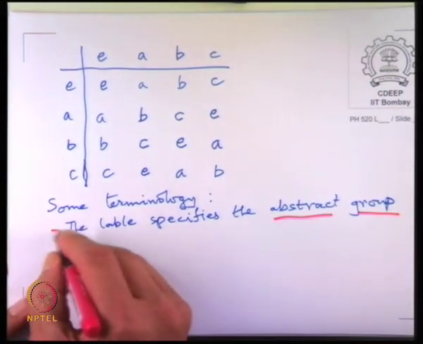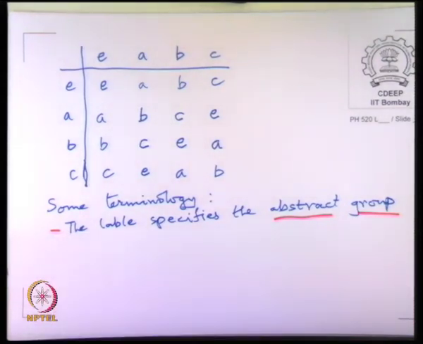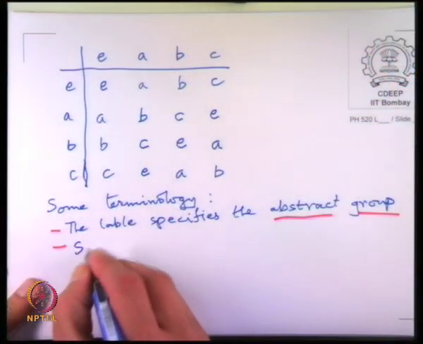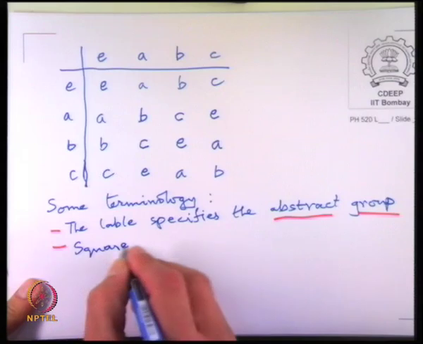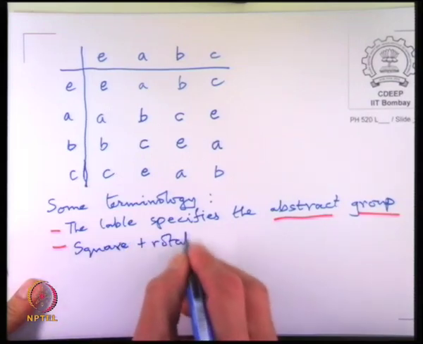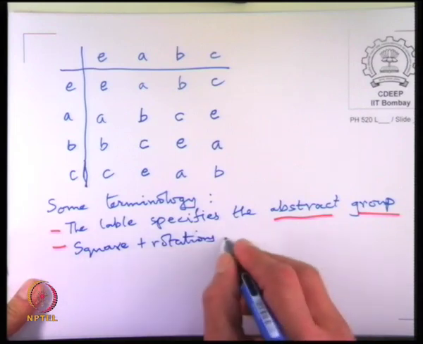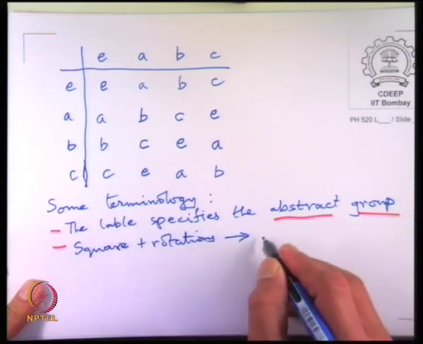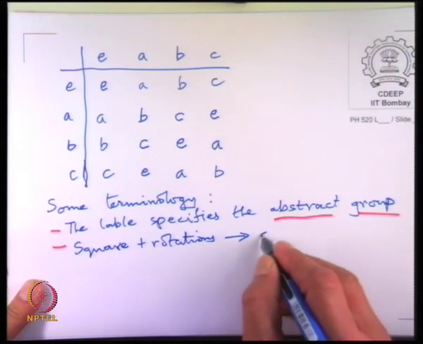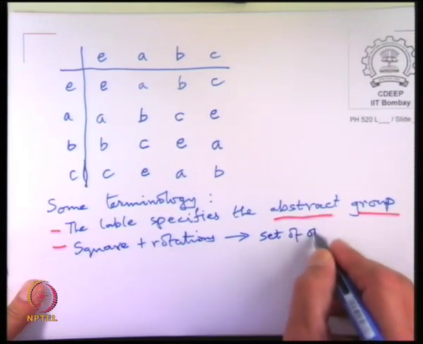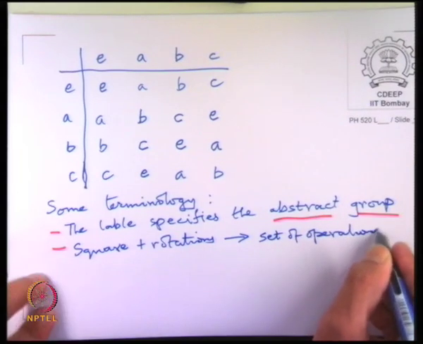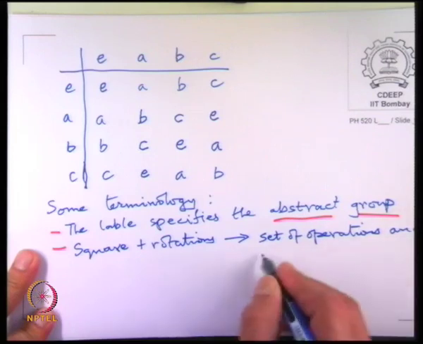The square we had is the square along with the operations, geometric operations on it. We call it a space on which it acts, some operations and the space on which it acts. So, our square plus rotations is actually a set of operations and a space on which they act.